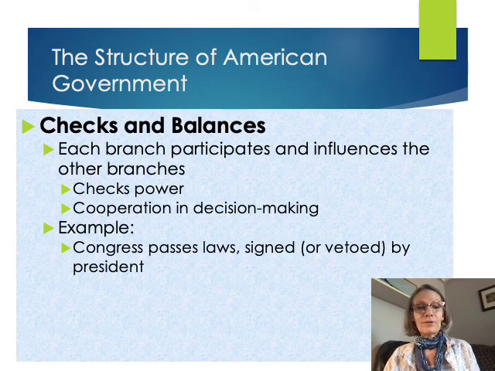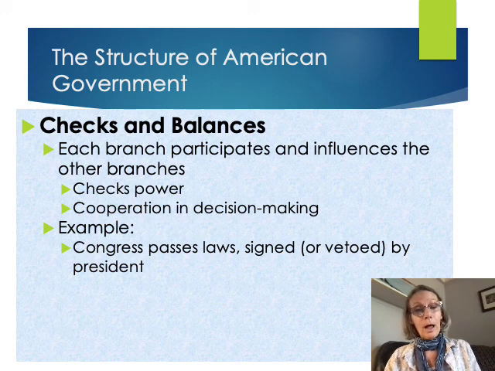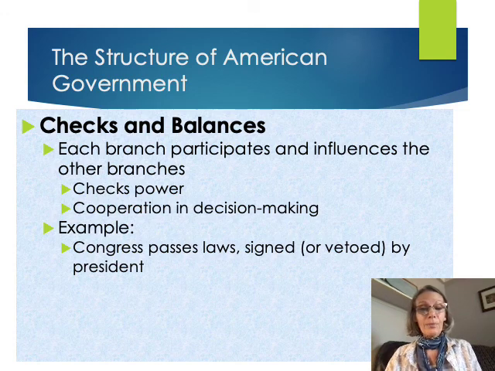Some examples of checks and balances are, as I mentioned, Congress passes a bill. It's signed into law by the President of the United States, but it can also be vetoed by the President of the United States. Yet that veto can be overridden by Congress with a two-thirds vote.